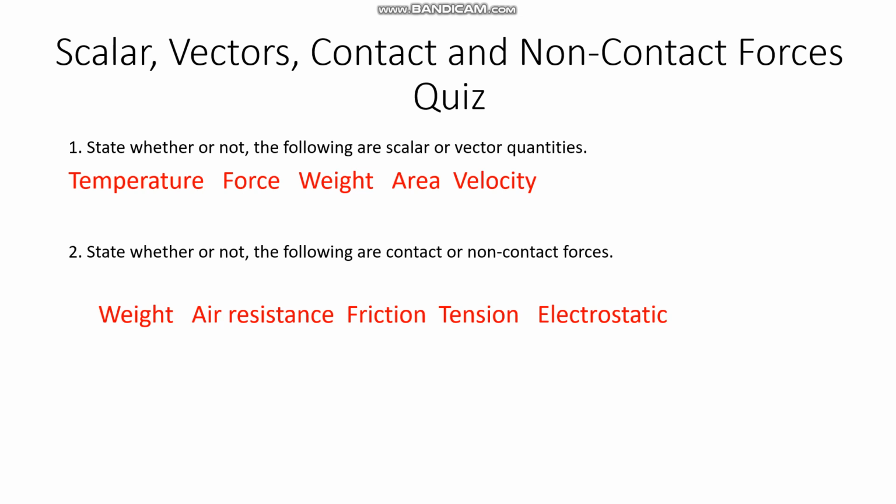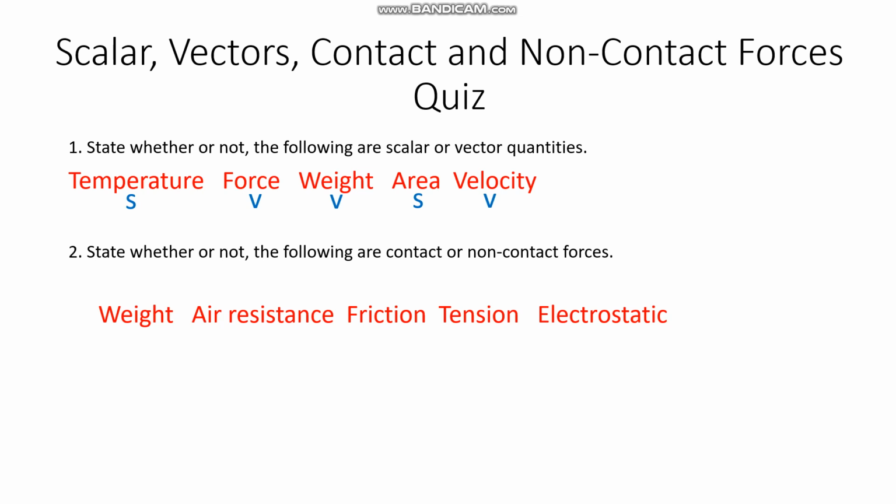Okay, so scalar or vector quantities. Scalar quantities just have size, no direction. Vector quantities have size and direction. So temperature is a scalar quantity. Force is a vector quantity. All forces have size and direction. Weight is a force, so it is a vector. Area, scalar. Velocity is the speed in a given direction, so that is a vector quantity.